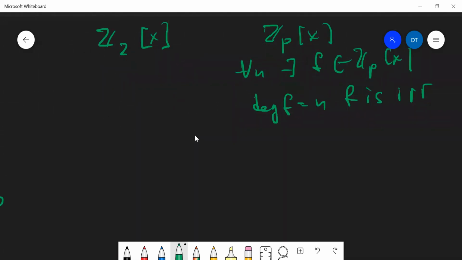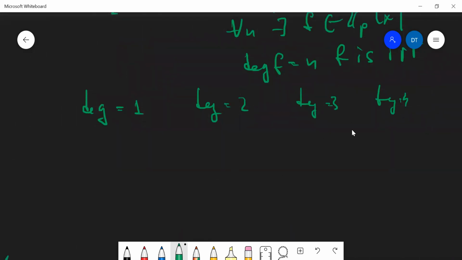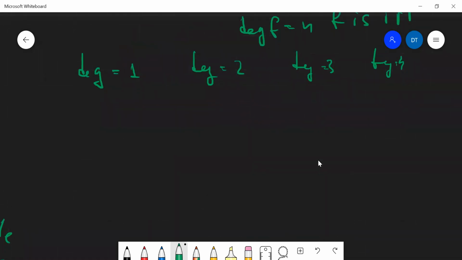So how could you do that? Well, there is one way of doing it, and you can do it dynamically. You just compute all the polynomials of degree 1, all the polynomials of degree 2, all the polynomials of degree 3, all the polynomials of degree 4. And so you list them, and you can find all the reducible ones going from left to right. Let me show you how it works.